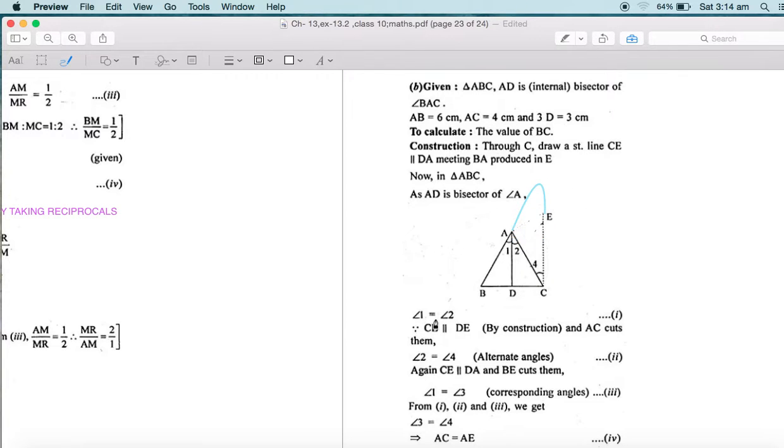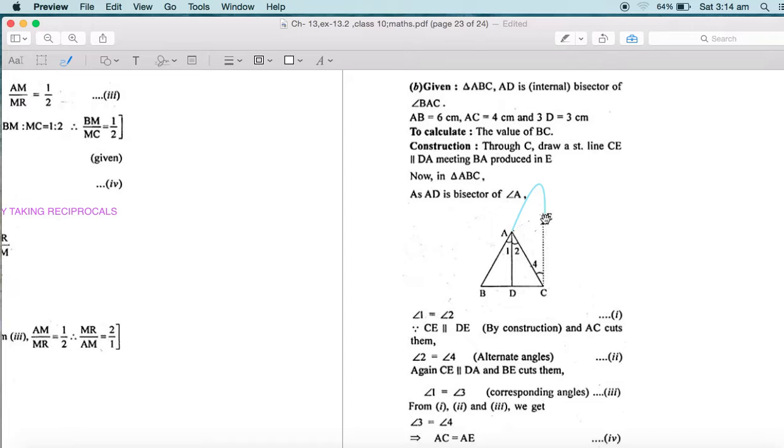Now let's start with the solution. Proof. To find the value of BC, first of all, we will prove something. What we have to prove, see students? In triangle ABC, angle 1 is equal to angle 2, because it's already given that AD is the internal bisector. The total angle gets divided into two equal parts, angle 1 and angle 2.